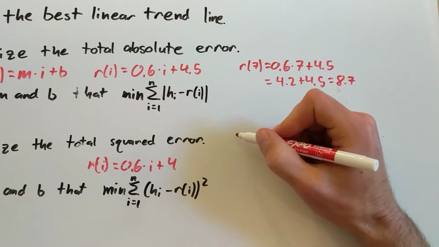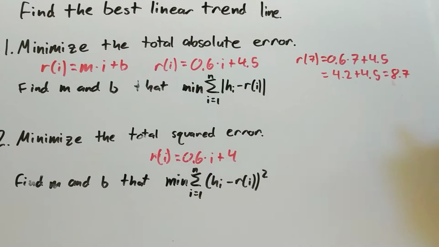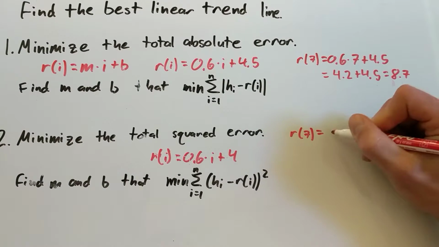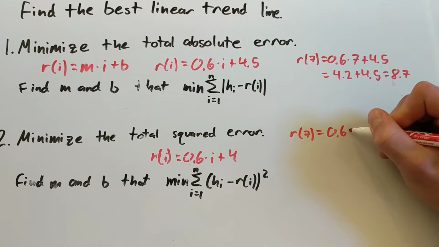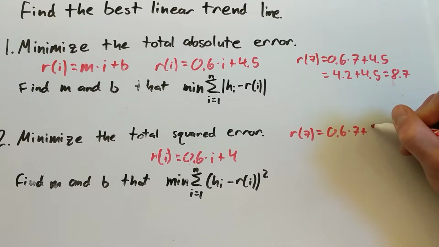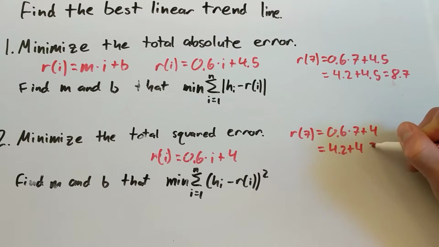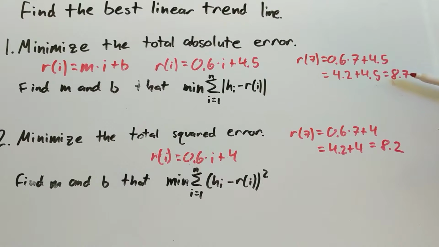And then using the total squared error, we'll find same slope, 0.6 times 7 plus 4, which is equal to 4.2 plus 4, which is equal to 8.2. So here are our two predictions. Using the total absolute error, we'll think that June will sleep almost 9 hours on day 7, and probably closer to 8 hours using total squared error.